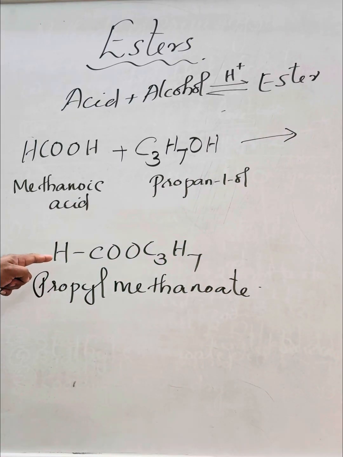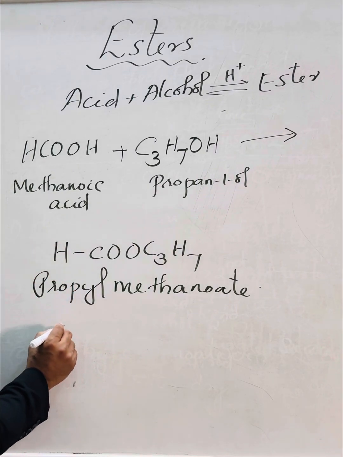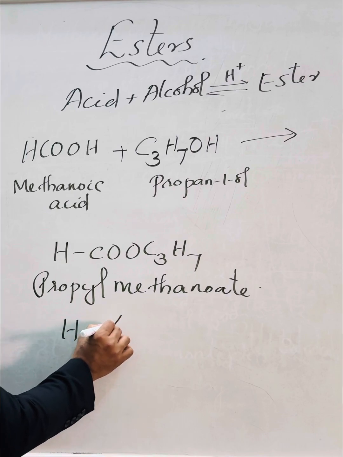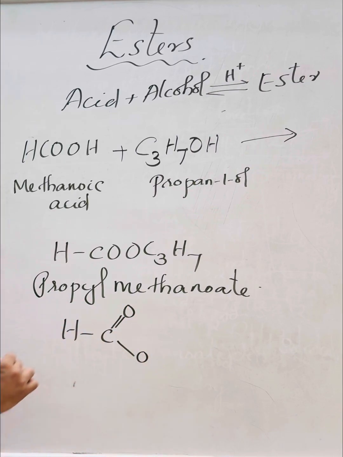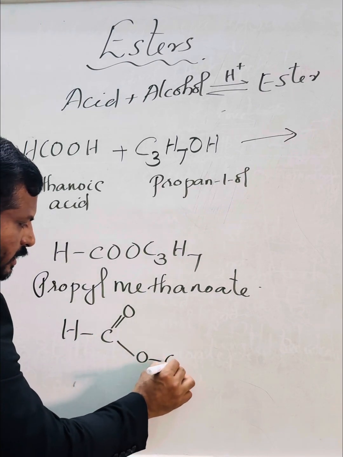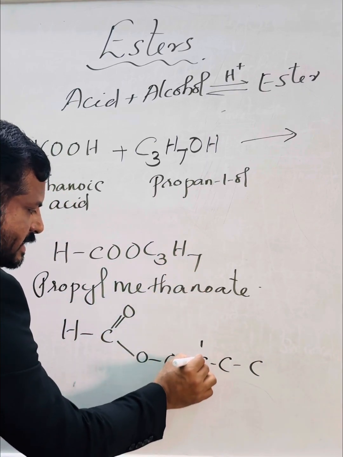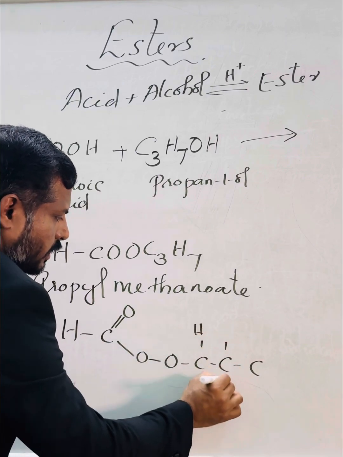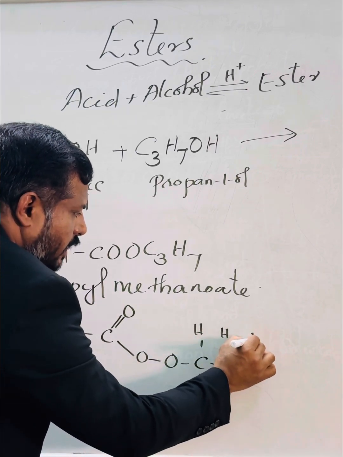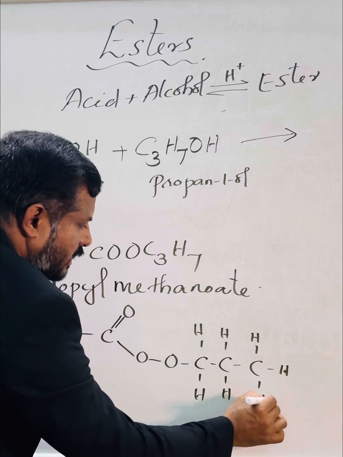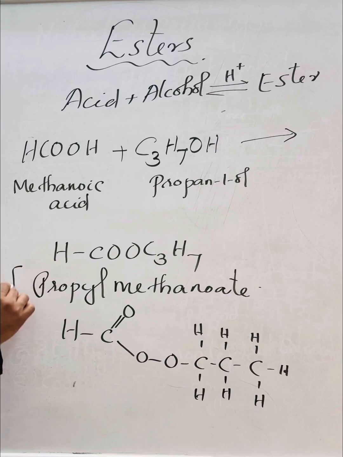Now I will show you the displayed formula of propyl methanoate. Which one will come first? H, C double bond O, O. This part is from the acid. Now the alcohol part, O. How many carbon atoms? 3: 1, 2, 3. How many hydrogens? 7: 1, 2, 3, 4, 5, 6, 7. This is the displayed formula of propyl methanoate. I will give you one more example.